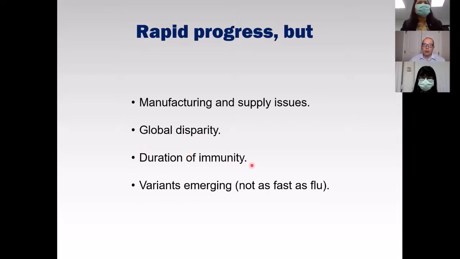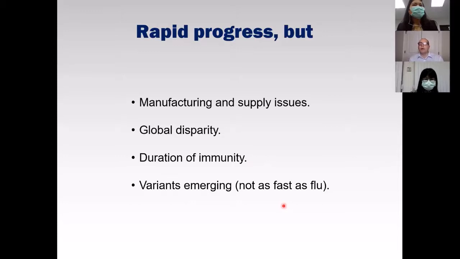The duration of immunity is another big thing. Most of these vaccines require 2 doses. Are we going to require a 3rd or a 4th to boost that immunity up? And of course, the other big thing is that these variants are emerging, right? So we've all heard about these variants.